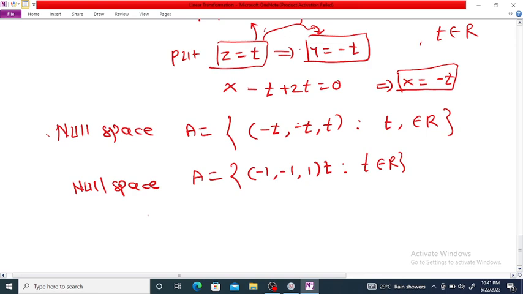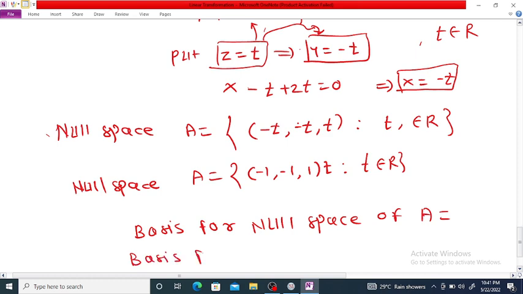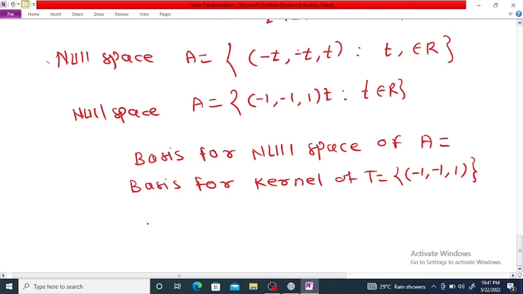So this subspace is spanned by this vector (-1, 1, 1), and therefore the basis for null space, which is the same as the basis for the kernel of T, is (-1, 1, 1). Therefore, what is the nullity? The question is only to determine the basis, but the dimension here is 1, which is also called nullity.